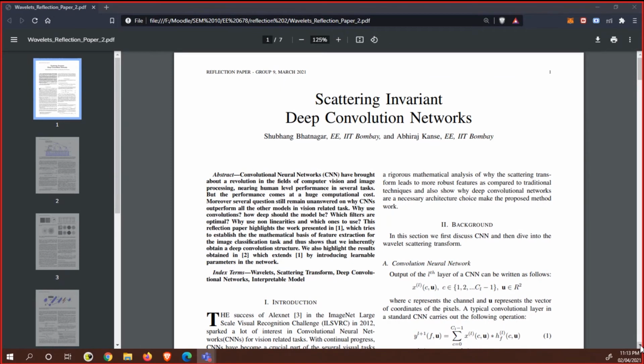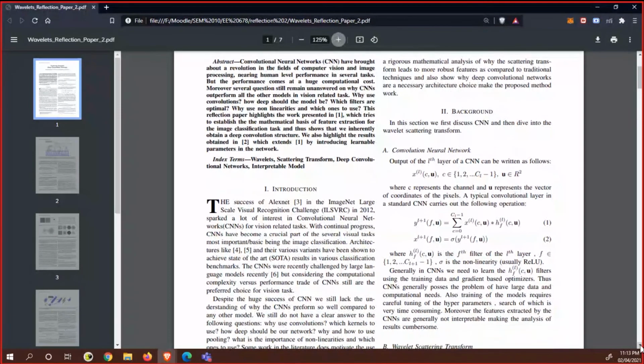As we know, convolutional neural networks have actually brought a huge revolution in the field of computer vision and image processing, and even in other fields of machine learning. And they are extremely uninterpretable. It's not understood what causes them to work so well, and they are based mostly on empirical evidence. Most of their hyperparameters or their models are selected using anecdotal and empirical observations.